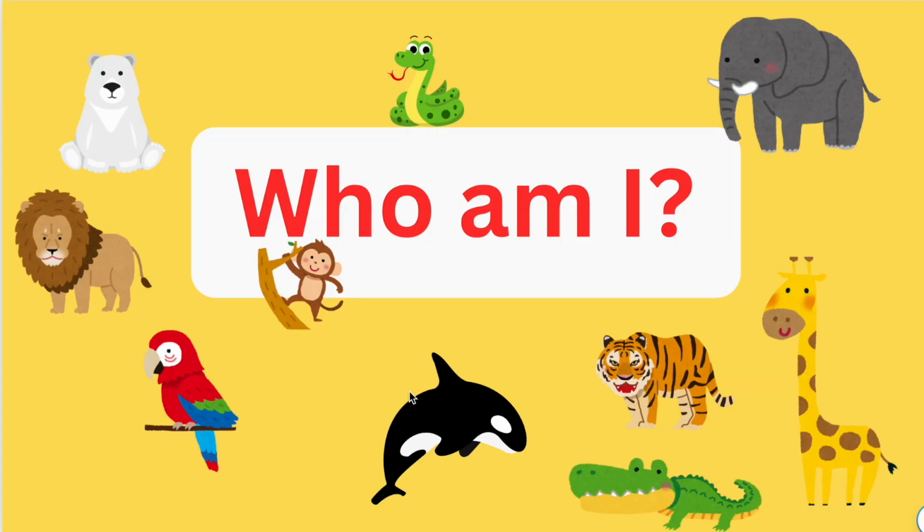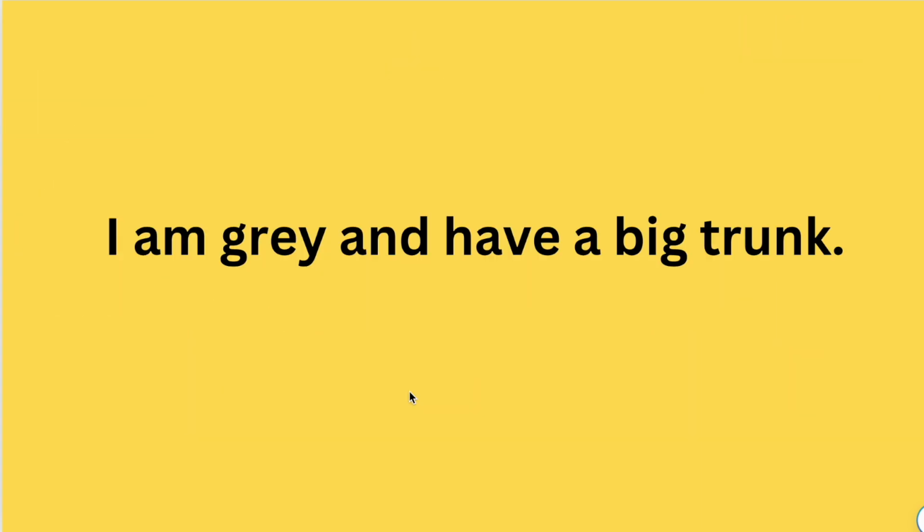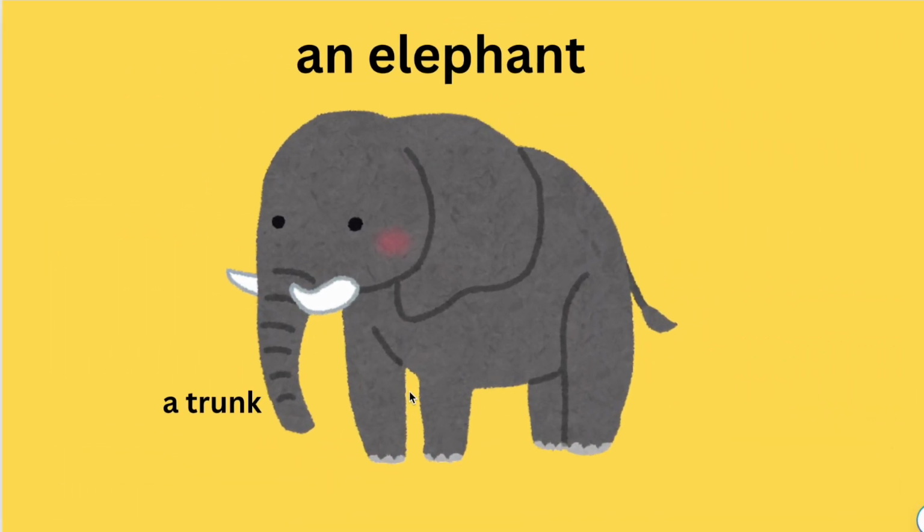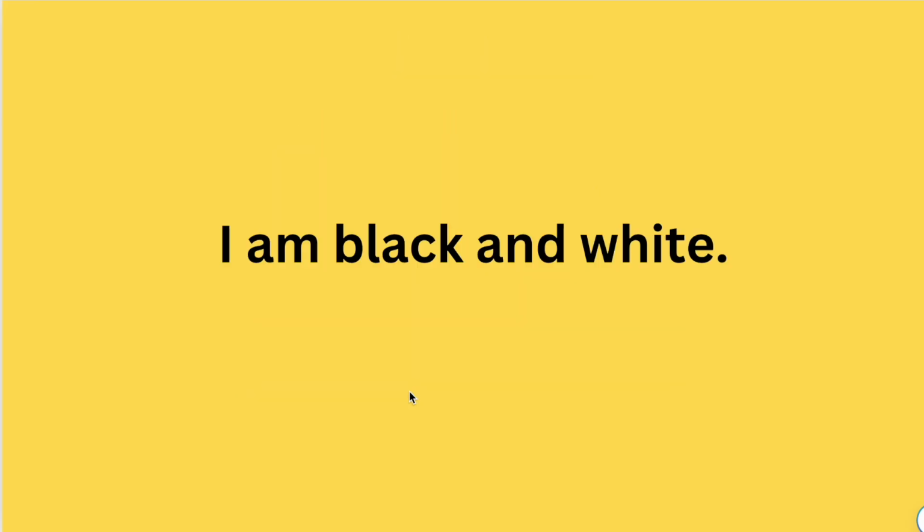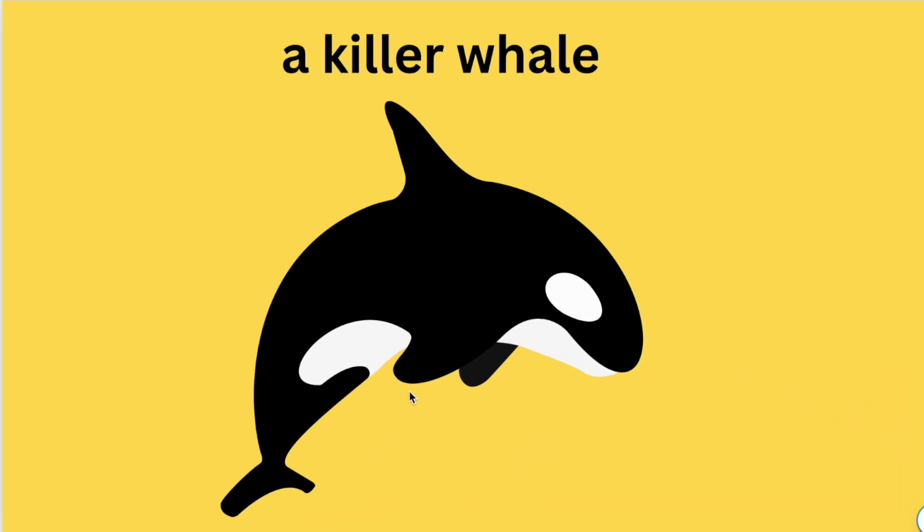Who am I? I am gray and have a big trunk. An elephant, a trunk. I am black and white. A killer whale.